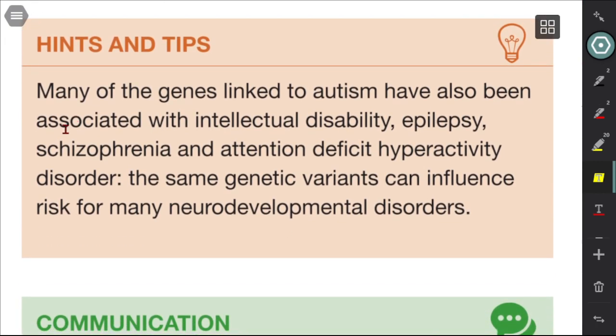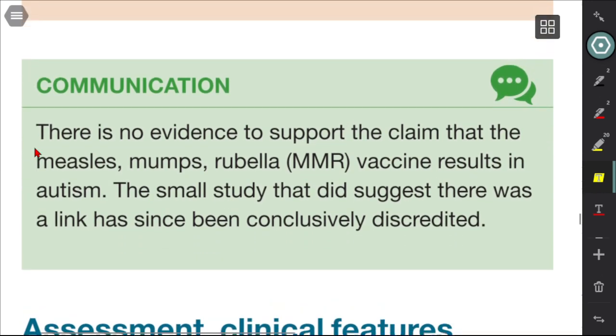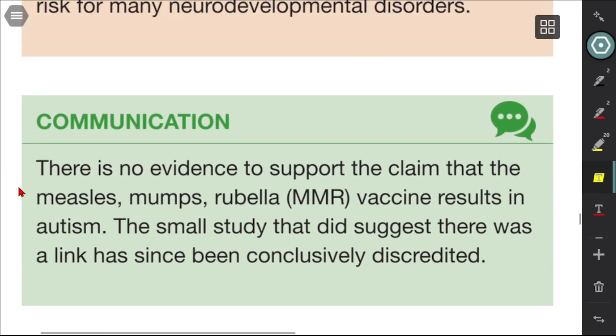Hints and tips. Many of the genes linked to autism have also been associated with intellectual disability, epilepsy, schizophrenia, and attention deficit hyperactivity disorder. These same genetic variants can influence risk for many neurodevelopmental disorders. Communication. There is no evidence to support the claim that the measles, mumps, rubella vaccine results in autism. The small study that did suggest there was a link has since been conclusively discredited. Okay.